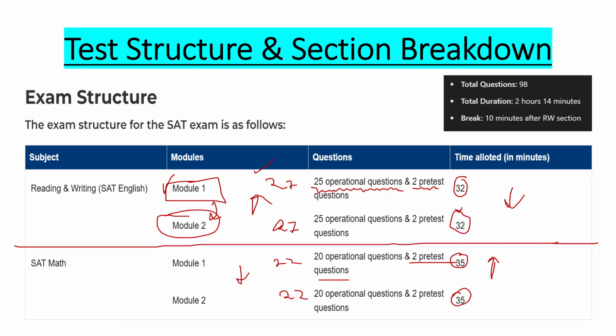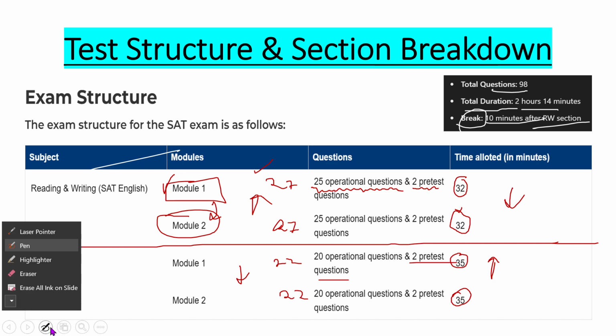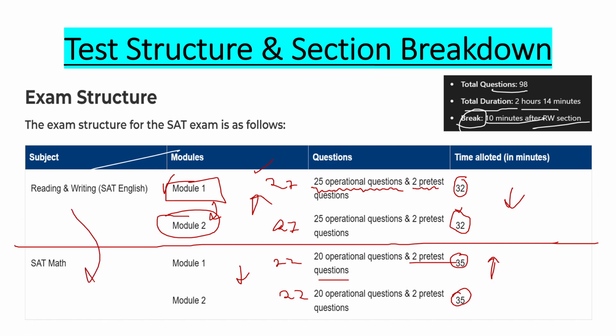So basically now let's have a look here. You have total questions 98, total duration 2 hours 14 minutes. A break is also there after the reading and writing section. You have a 10 minutes break. So basically before you move on to the SAT math section, in between you are going to get a break for 10 minutes.